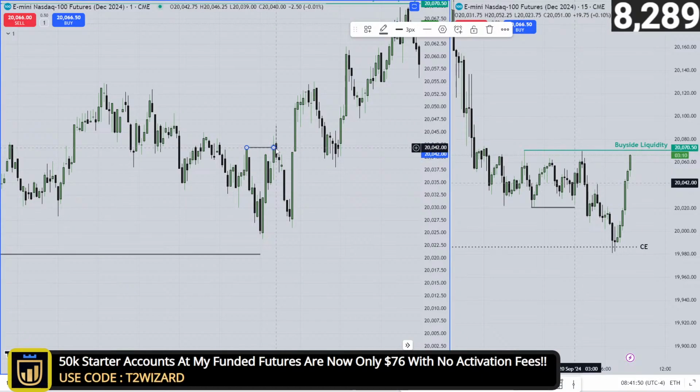After the market structure shift, I would love to mark 3 candle to look for buy. Where is my parabolic gap? I have the parabolic gap over here around that area. This is the parabolic gap. Here I have the volume imbalance.